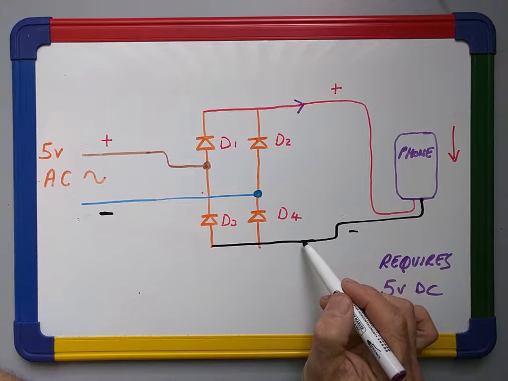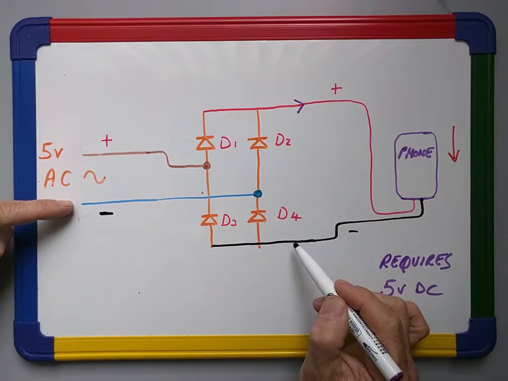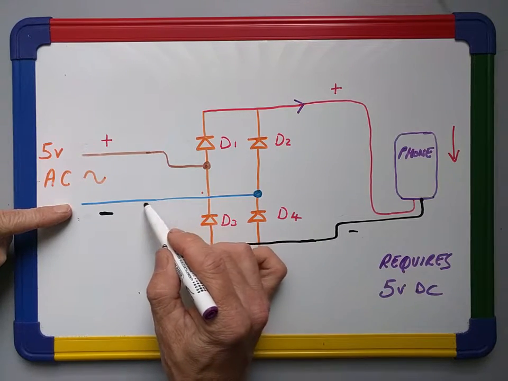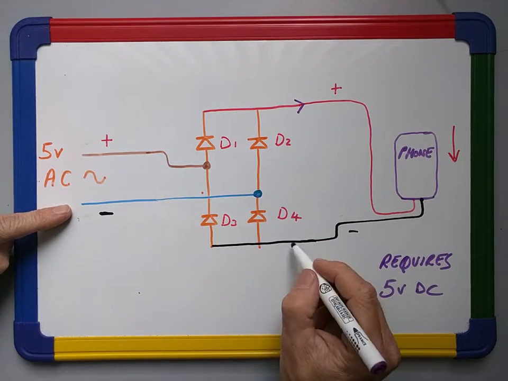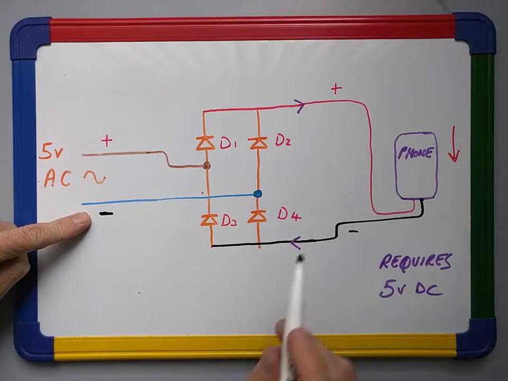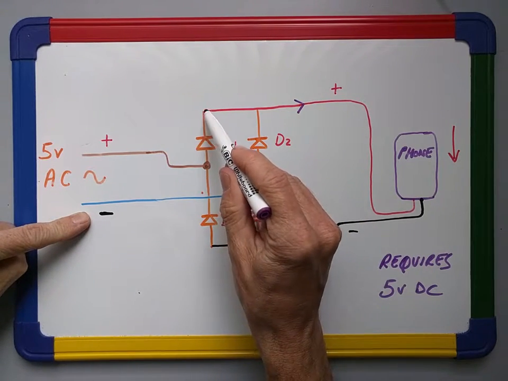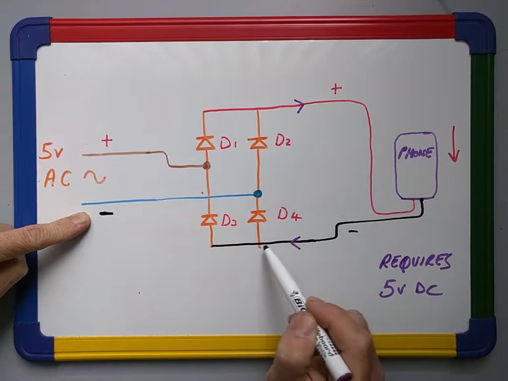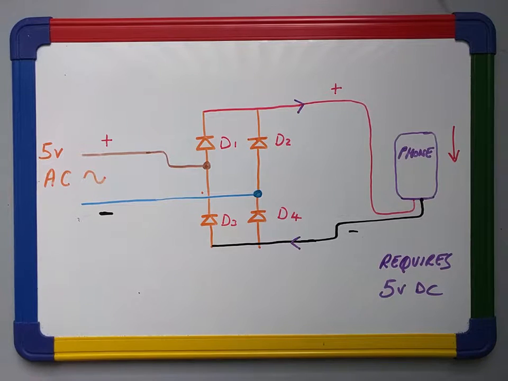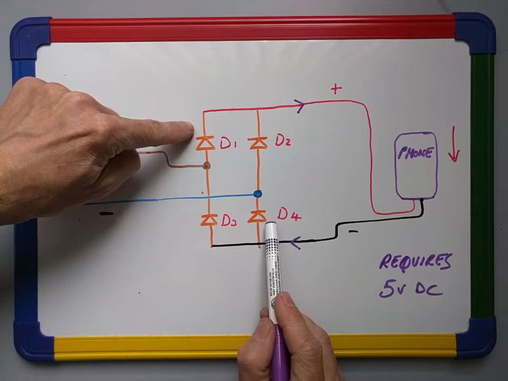Out of the phone, back, and remember it's trying to get back to the negative here, so it's going to flow up D4 and back out. So when it's positive here and negative here, it's flowing through D1, through the phone, and back through D4 and out. That means only two of the diodes are conducting at that time, D1 and D4.